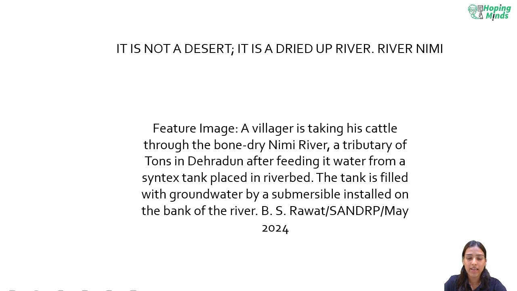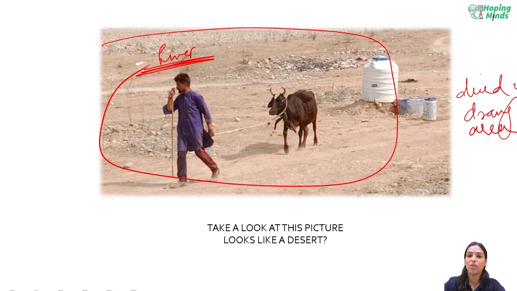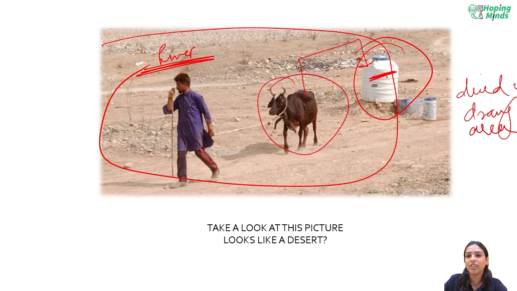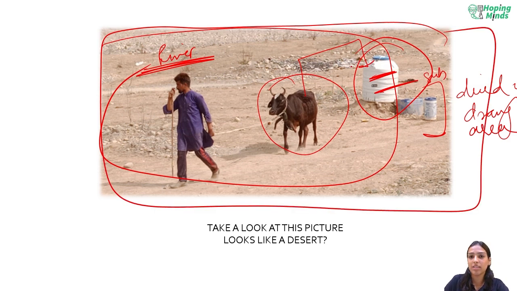And this picture was taken in 2024. It's a feature image where the villager is taking his cattle through a bone dry river Nimi, a tributary of Tons River in Dehradun, after feeding it water from a Syntex tank placed in the riverbed. The tank is filled with groundwater by a submersible installed. This tank that you see, he got his cattle fed from water in this tank, and this water in the tank is filled by a submersible in the ground. The natural river that used to exist dried up.